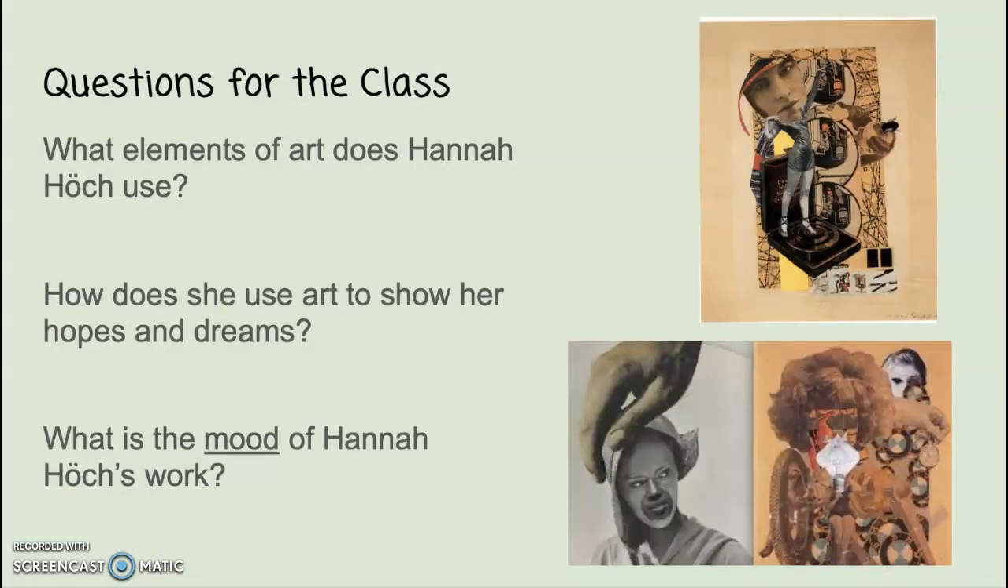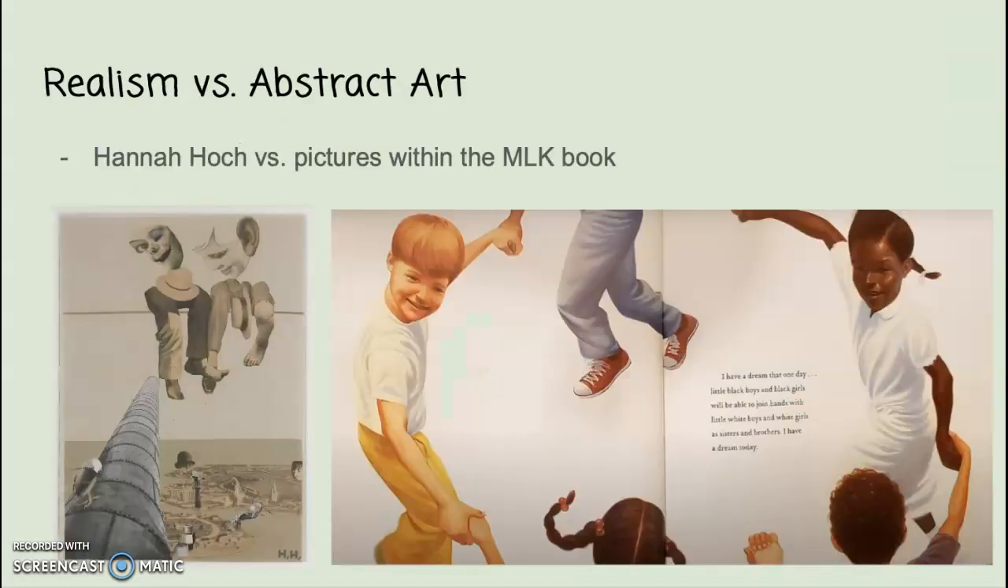Questions for the class. What elements of art does Hannah Höch use? How does she use art to show her hopes and dreams? What is the mood of Hannah Höch's work? Realism versus abstract art. Here is some of Hannah Höch's work, and here are some pictures within the MLK book that we have been reading.